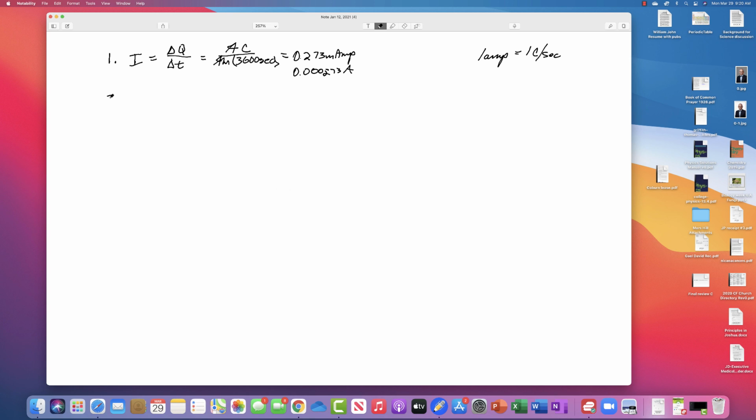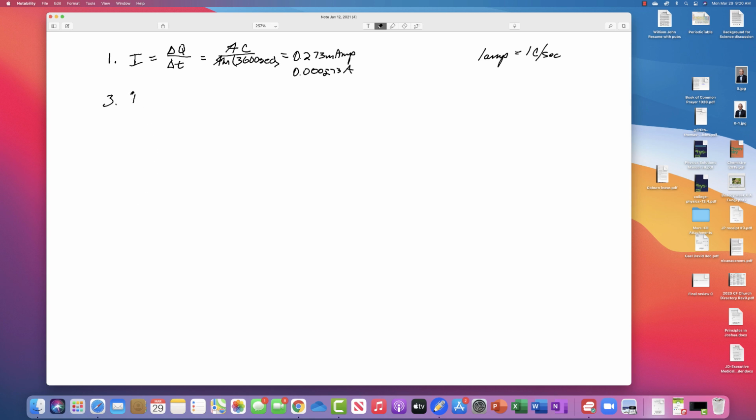Number 3 states, what is the current when a typical static charge of 0.25 microcoulombs moves from your finger to a doorknob in 0.1 microseconds?